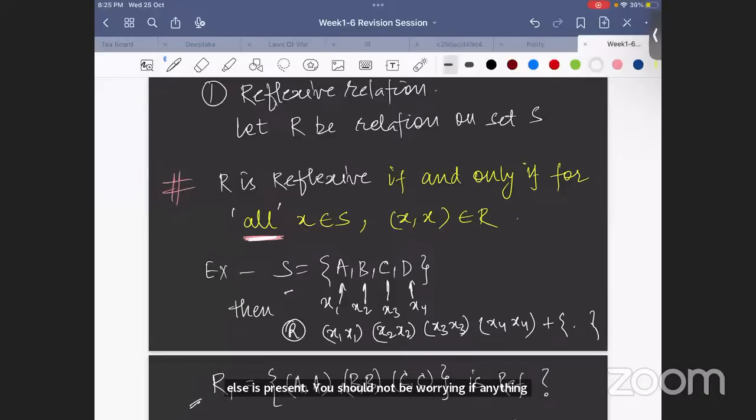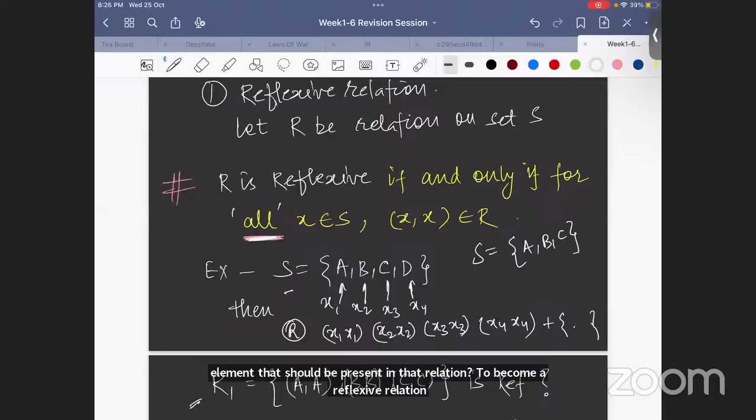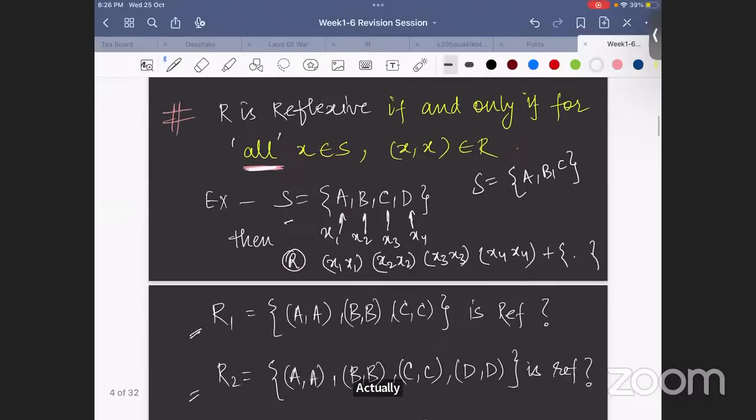Whenever this comes, for example, you have X equals A, B, C. Can somebody tell me what is the minimum number of elements that should be present in that relation to become a reflexive relation? Three. Correct, at least 3 elements should be present in the relation R to make it a reflexive relation. Did you get the idea?